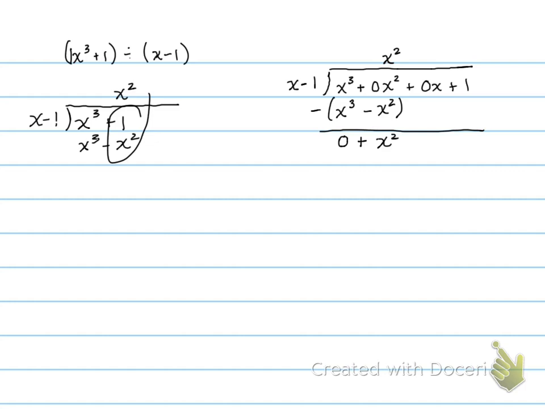And so I can't subtract them. So we put that 0x squared there so that I have something to subtract that negative x squared from when I do my subtraction. They don't have to be there. You can just know in your head that you're subtracting it from 0. But especially when you're first doing this, lining everything up is a lot easier than trying to figure out what goes with what.